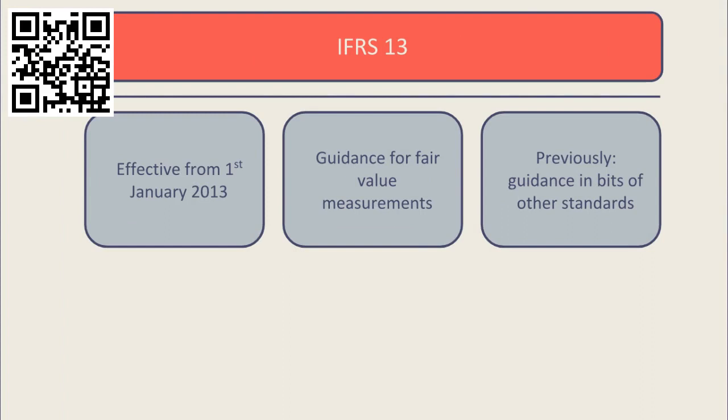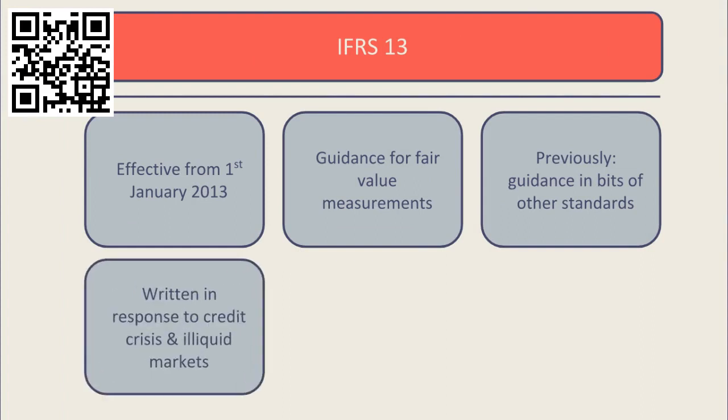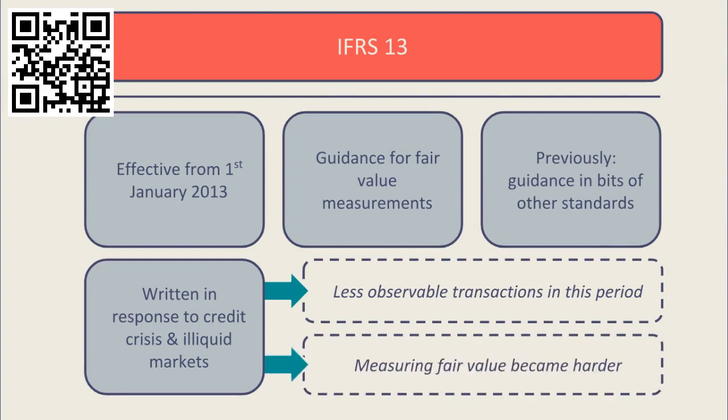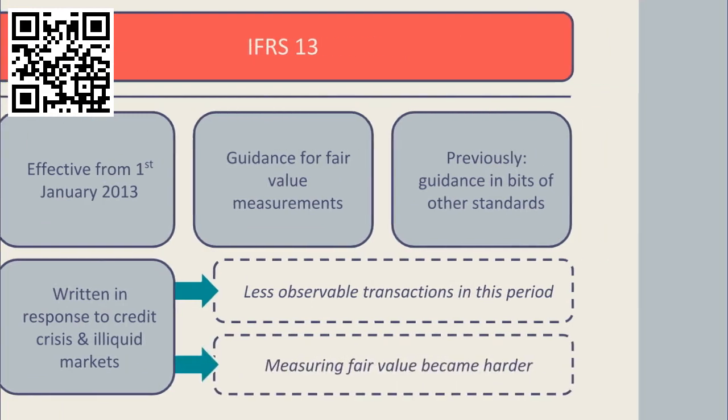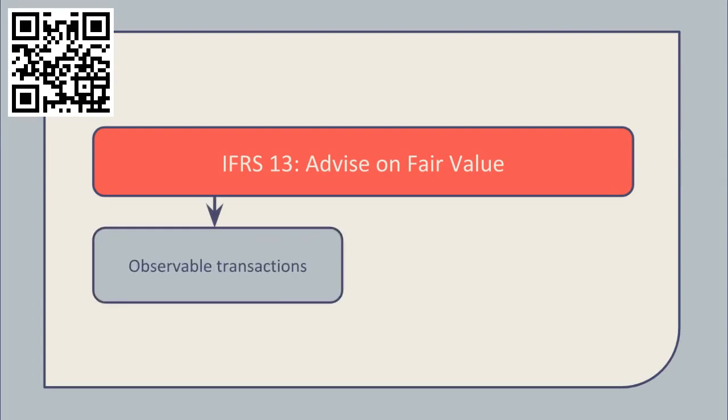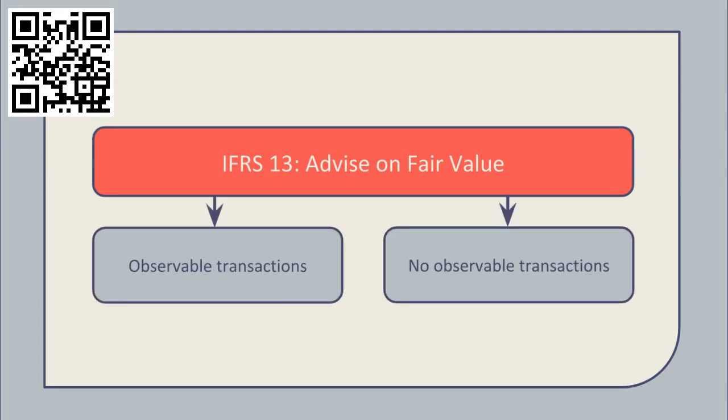And the standard itself was written in response to the credit crisis and illiquid markets. During this period of time people stopped trading and thus there were less observable transactions in the marketplace, and therefore measuring fair value became harder. And so the standard attempts to deal with giving advice to situations of measuring fair value, not only where there are observable transactions, but also where there are not observable transactions.